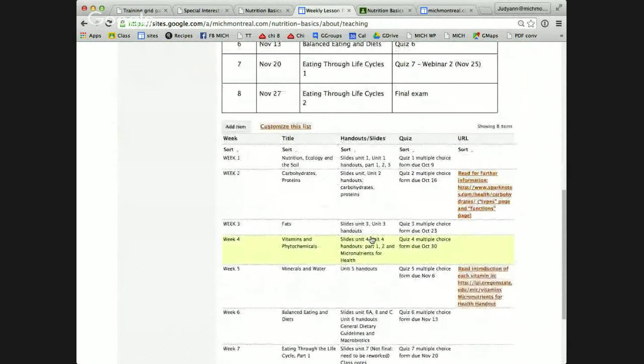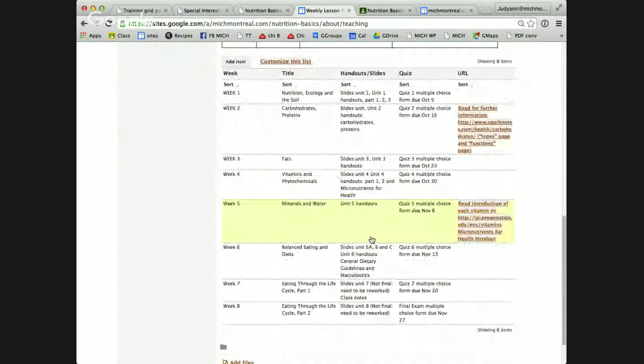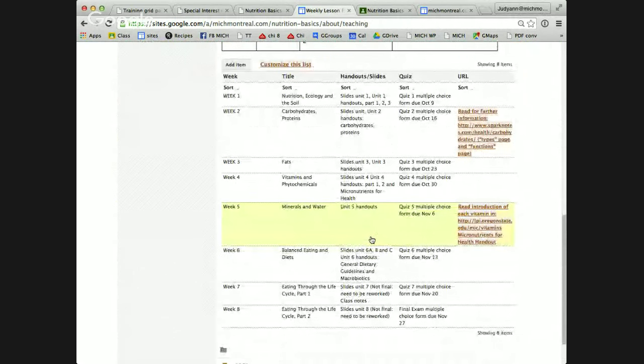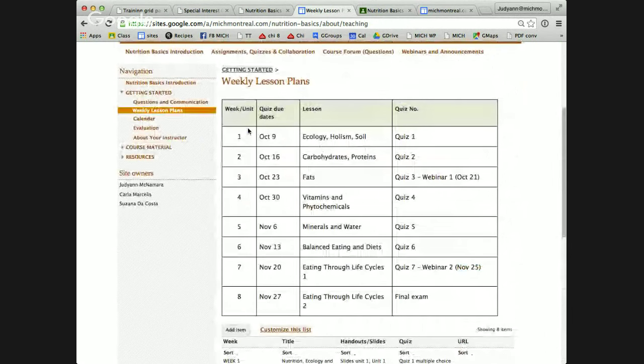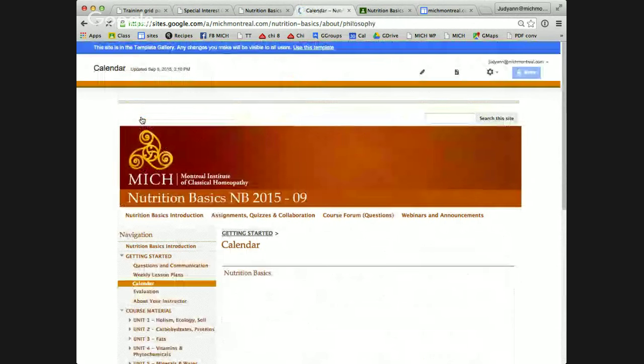Scrolling down, you have an overview of week by week or unit by unit of what the unit is about, of what kind of handout or slides you have to read, what form the quiz or assignment is in, and whether or not we have an interesting URL for you to link to in order to fill out the information that you're learning in your course. You also have a calendar.